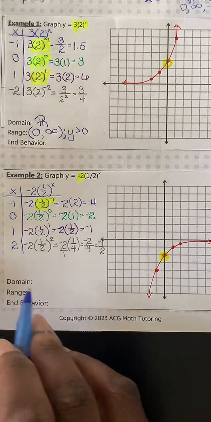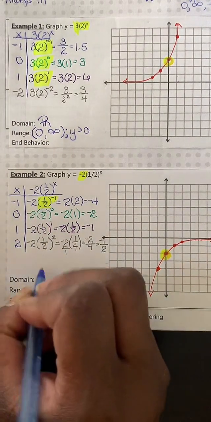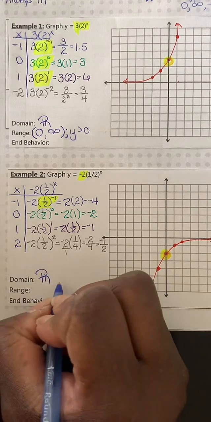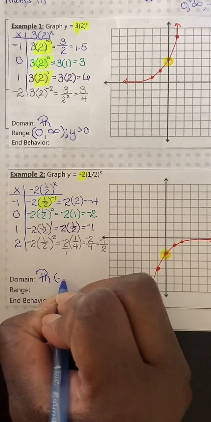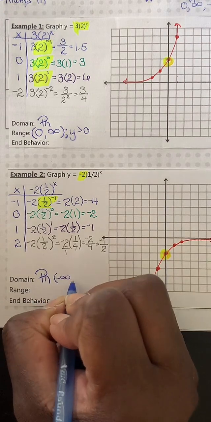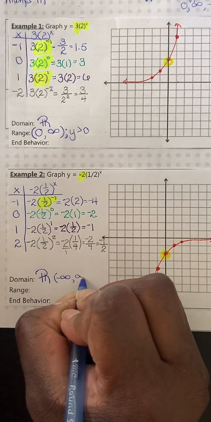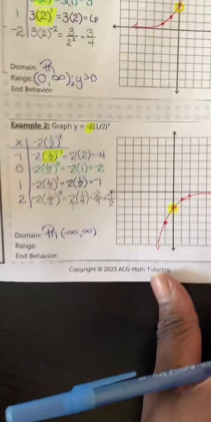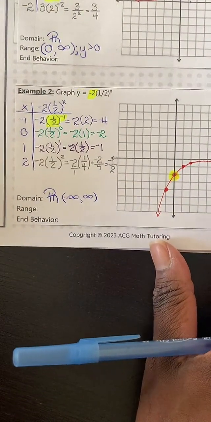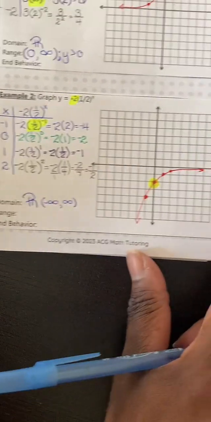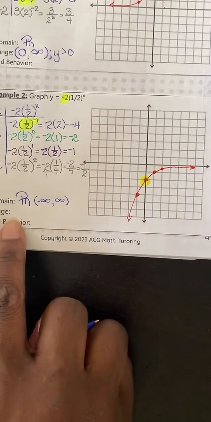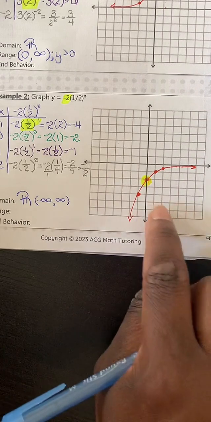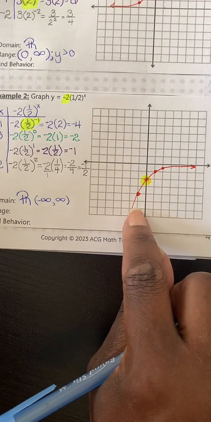Not a problem. Your domain is always going to be all real numbers. If you have to do it in interval form, that means we have -infinity up to +infinity. And the infinity symbols are always unbounded because there's no end. It keeps going. But my range though, this is the one we have to be careful with.